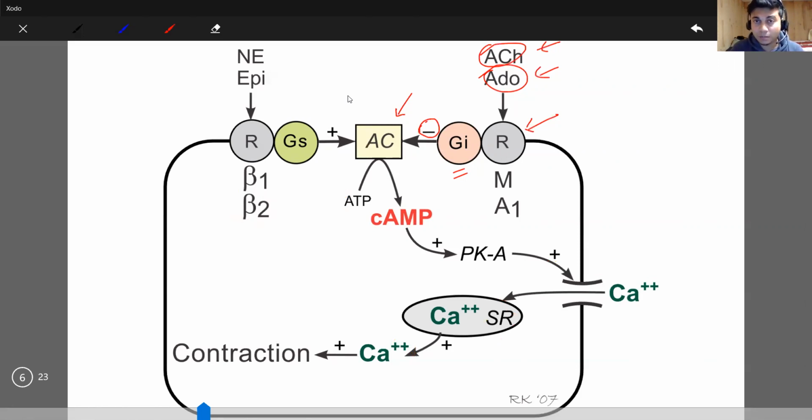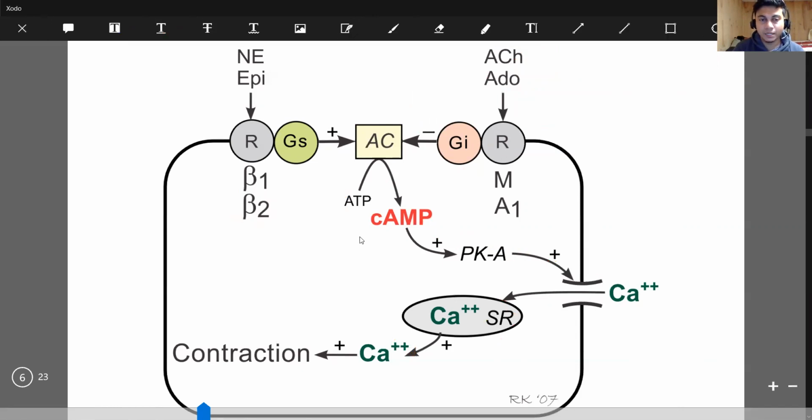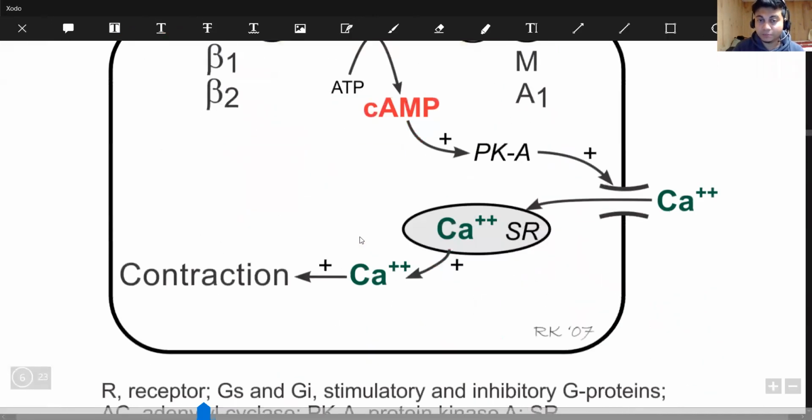In case of GS coupled receptor, we saw that the alpha subunit was stimulating the adenylyl cyclase. But in this case, the GI coupled receptor is inhibiting the adenylyl cyclase. And that leads to every other action happening here being inhibited. Because you can see that if this step is inhibited, the subsequent steps will also be inhibited. And that will lead to inhibition of this intracellular functioning. That's how your GI coupled receptor also works.